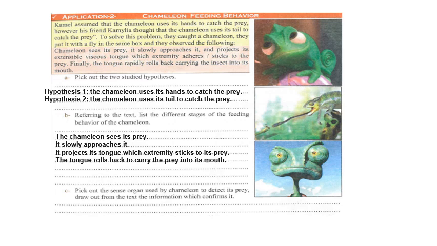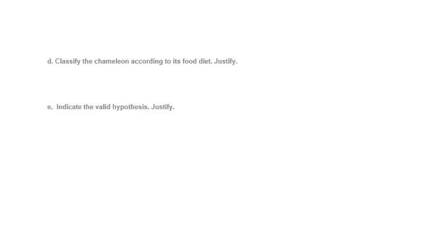Pick out the sense organ used by the chameleon to detect its prey. Draw out from the text the information which confirms it. So, the chameleon uses its eyes to detect the prey. As mentioned in the text, the chameleon sees its prey. Classify the chameleon according to its food diet. Justify. The chameleon is a carnivore because it feeds on food of animal origin such as flies.